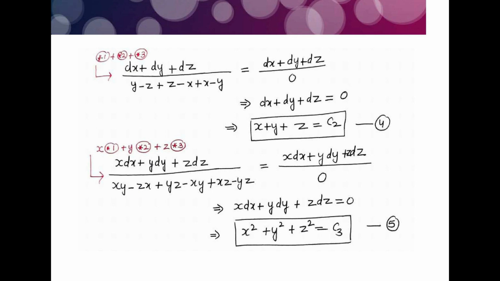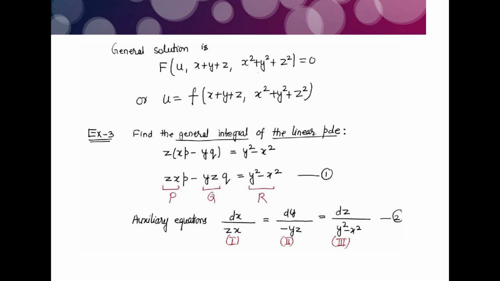So now we have 3 integral surfaces, and now we can write down the general solution of the partial differential equation. So the general solution of the differential equation 1 is given by capital F, any arbitrary function, with 3 arguments u, comma x plus y plus z, comma x square plus y square plus z square. Or you can write in other form, u as some arbitrary function of x plus y plus z and x square plus y square plus z square.